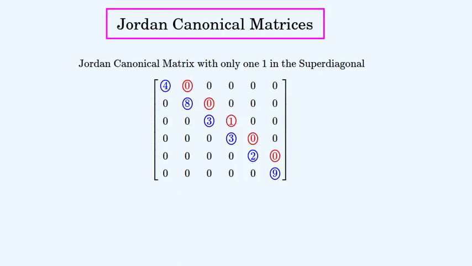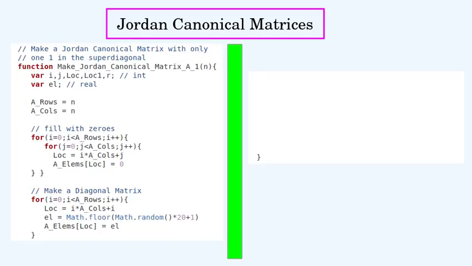So now to make up random matrices to test this function in borderline cases, so as to make sure that this function is correct. We'll start with a Jordan matrix that has only one 1 in the superdiagonal. The two diagonal entries next to it must be equal to each other, like this matrix here. This function creates a Jordan canonical matrix with only one 1 in the superdiagonal.